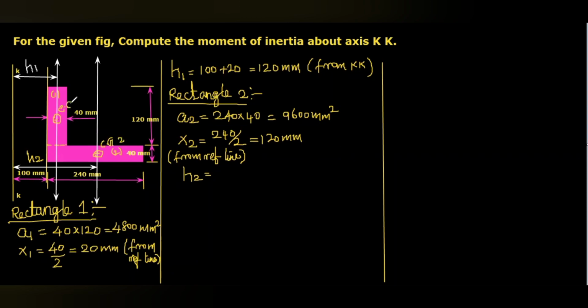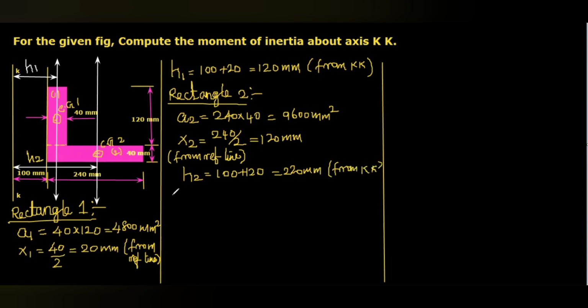CG1 is probably here. Okay, 120 by 2 and 40 by 2. This is H1 and this distance is H2. So H2 we can write as 100 plus 240 by 2, that is 120. So 100 plus 120, that is 220 mm. This is measured from KK.